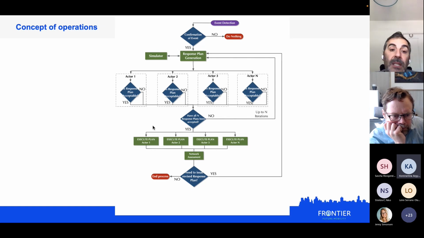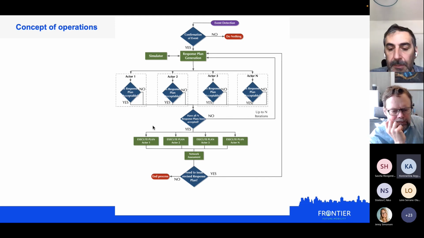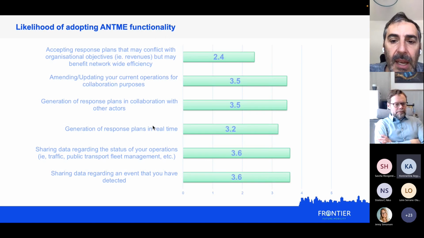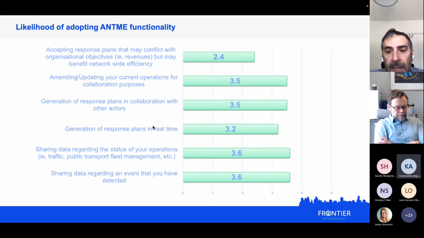And we did this based on the existing concept of operations that different organizations have, because we try to make sure that whatever we propose doesn't differ much from what they actually are familiar with. So based on that, we try to find out how likely it is to adopt different functionalities of the ADME solution.